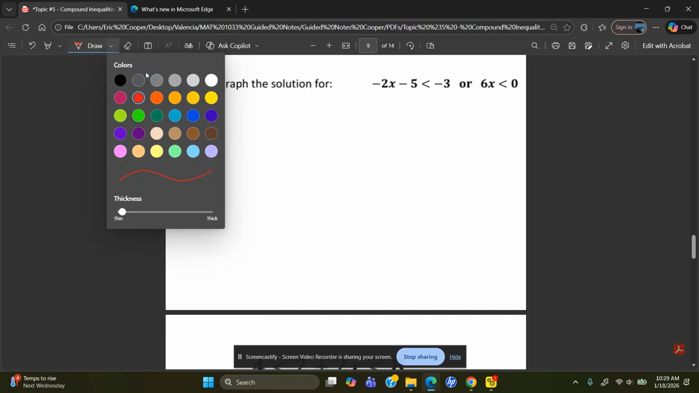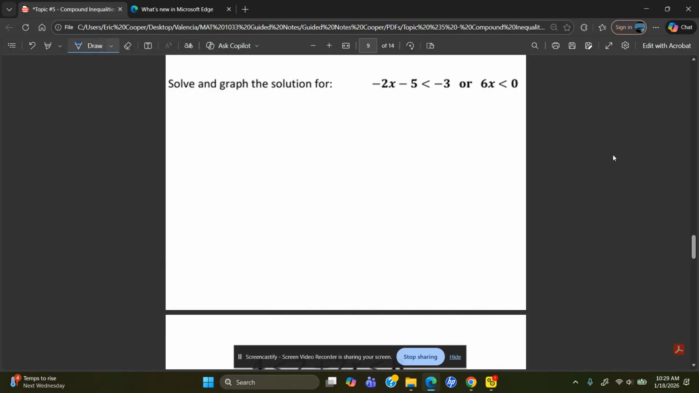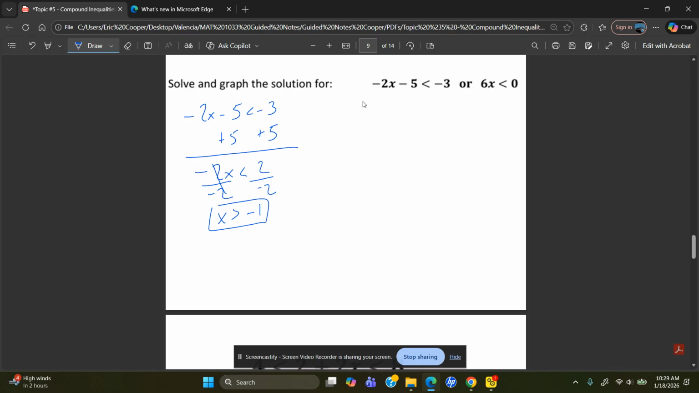Let's try it again with this problem. So again, it's an or. We're going to keep anything that we go through and graph. 2x minus 5 is less than -3. My job is to get x by itself, so I'm going to add 5 to both sides. -2x is less than 2. I'll divide by a negative 2 to get x by itself. Again, I'm dividing by a negative, so I need to flip the sign. So the first part is that x has to be greater than negative 1.